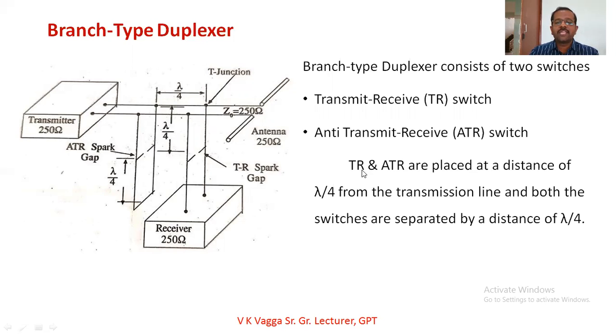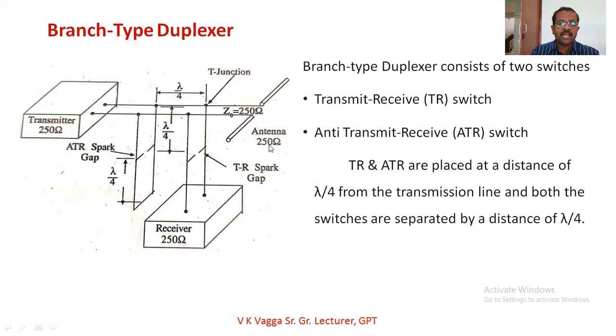TR and ATR are to be placed at a distance of lambda by 4 from the transmission line, and both the switches are to be separated by a distance of lambda by 4. Understood?